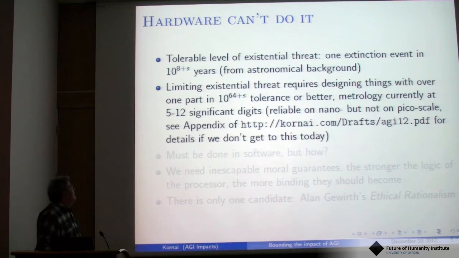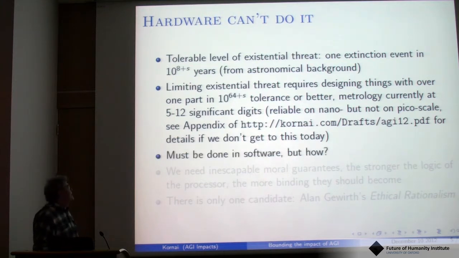It requires, and this is the part that is pushed into the appendix, limiting the design to things that have a failure rate of one part in 10 to the 64 plus s. That's a very large number. At this point, the best thing we can do is maybe between 5 to 12 significant digits. Actually, you can't even get as far as that with gravity. But on the whole, current-day engineering and physics is reliable on the nanoscale, but not on the picoscale yet. There is more discussion of this if you get the time.